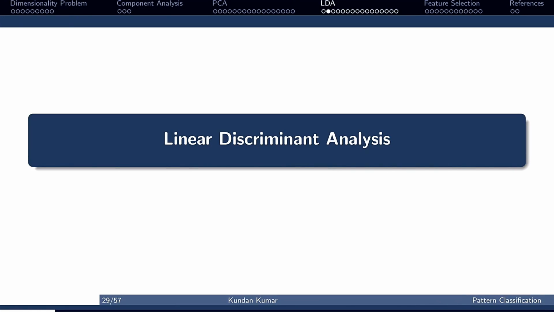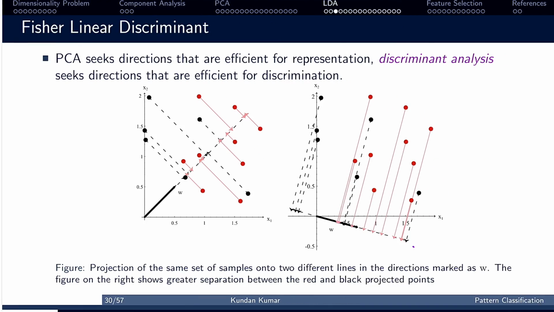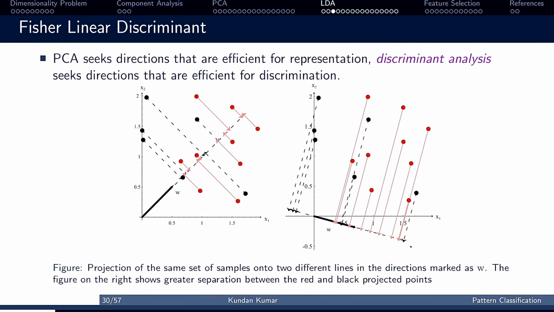In this lecture, I will be discussing linear discriminant analysis for feature dimensionality reduction. In the last few lectures, we have seen that PCA finds the directions that are efficient for data representation. However, in this lecture we will talk about discriminant analysis, which seeks directions that are good for discrimination or separation between features from different classes.